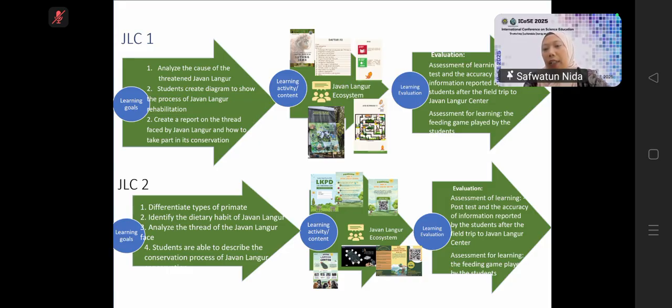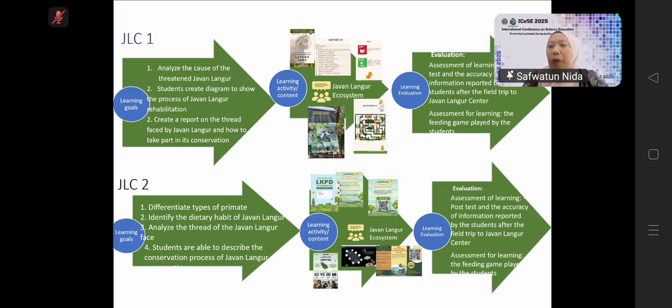And after that, the students present the information obtained from the game. And after that, the students create a report on the threats faced by Javan language and how to take part in its conservation according to the visit conducted to Javan Language Center.